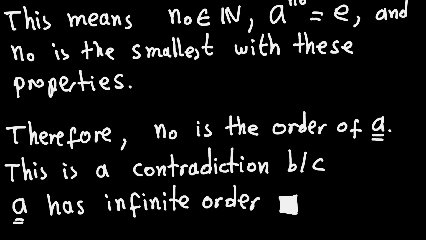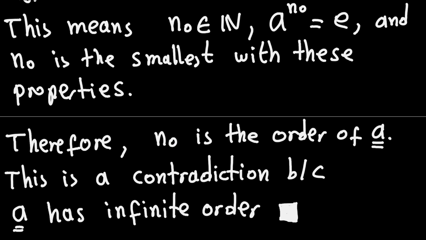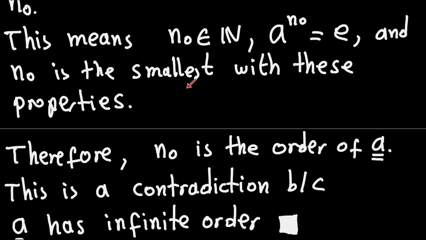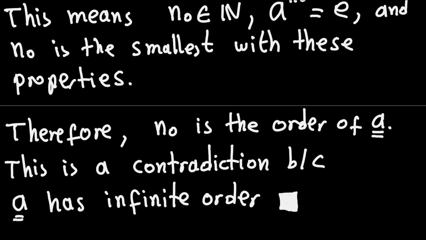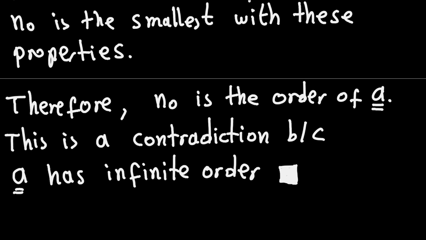That means then that n0 is the order of A, because the order of A is the smallest natural exponent for which A is the identity. So n0 is the order of A, and this is of course a contradiction, because we were assuming that A has infinite order, so that would prove the lemma.